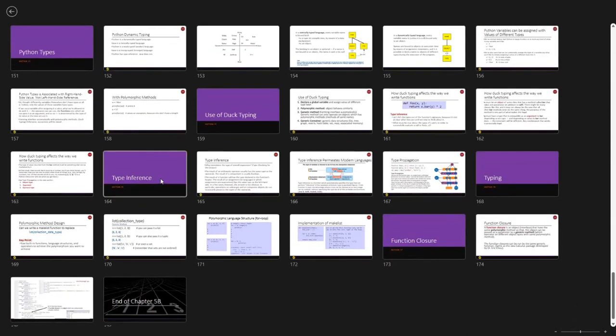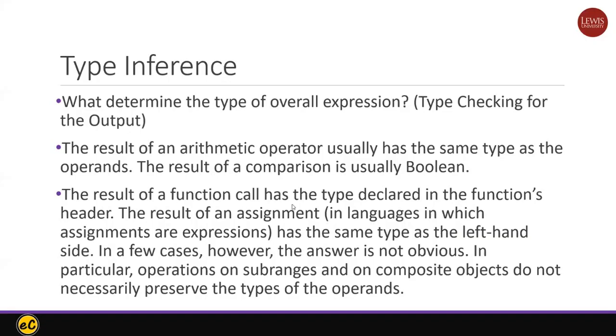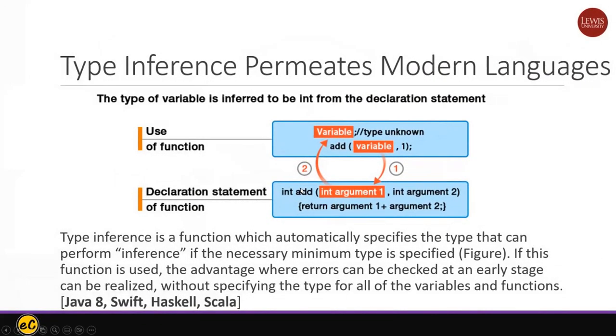We have a few more topics and then we're finished. Type inference. Type inference is in languages like Python or JavaScript, where there is no declared type. Then it will actually backtrack into the root data field to determine what type it is. This is called type inference.